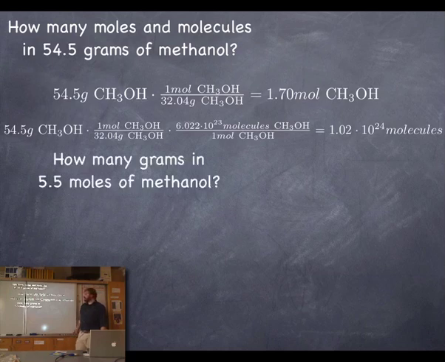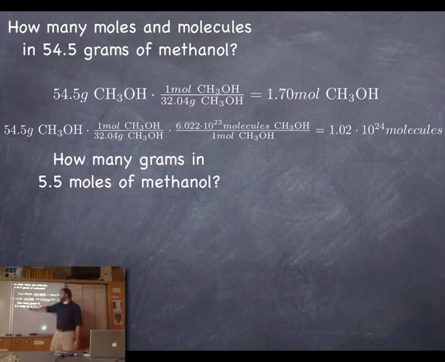All right. What if we want to reverse this process? What if I say how many grams are in 5.5 moles? What am I starting with? What should I write down first? Amount of moles. That's what's given to me in the problem.